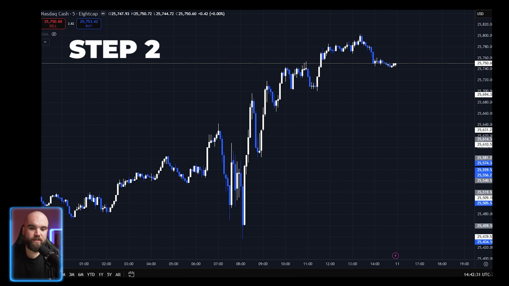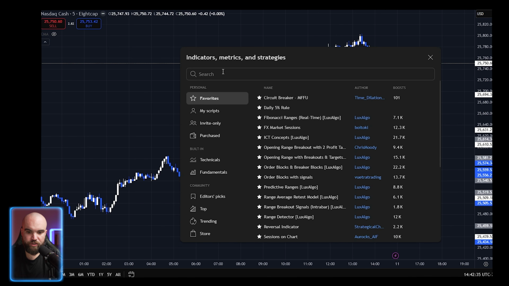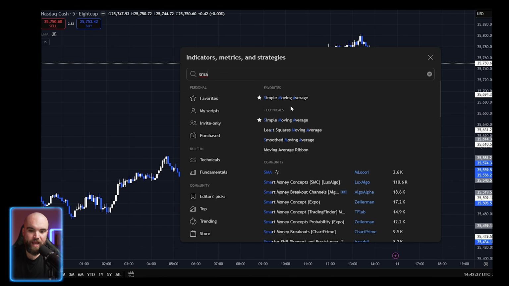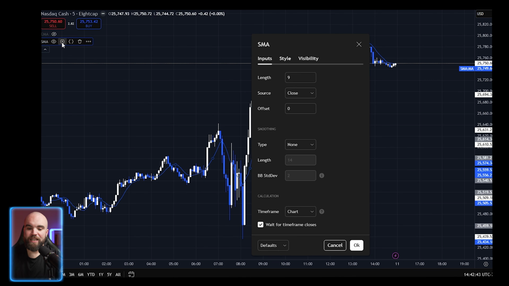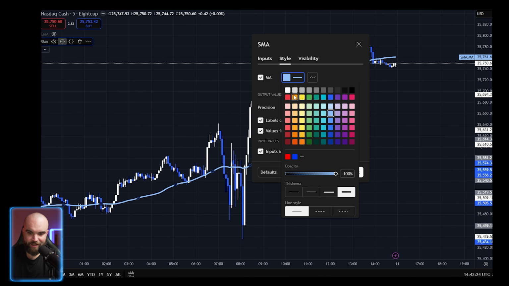So step 2 is the filter that saves you from bad trades, the 50 simple moving average. First, let's put it on the chart. So go to your indicator tab, search for the simple moving average or moving average simple, and then add it. Then go to settings, and this is the most important part. You're going to change the length to 50, and I also want to make mine bright blue so that I can't miss it. I like having that color on my charts.